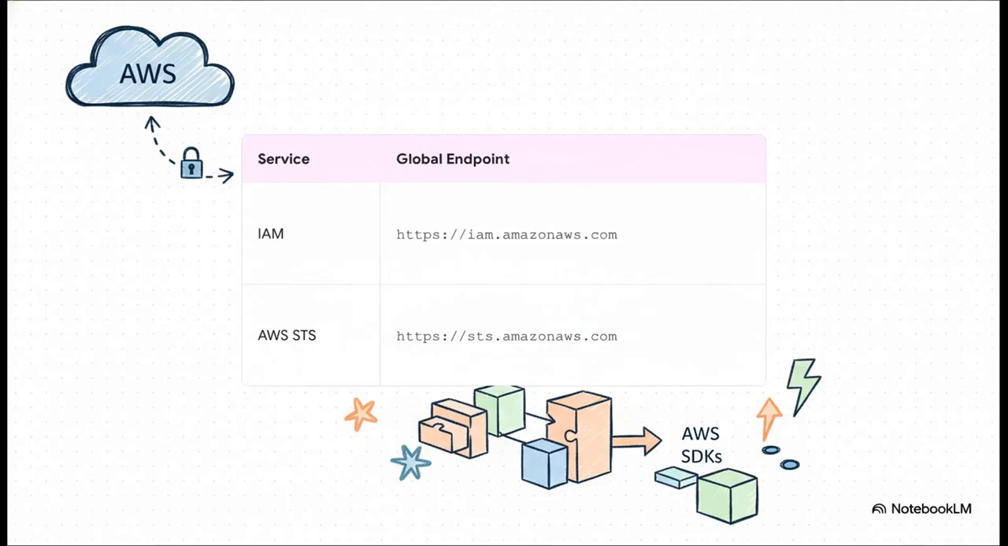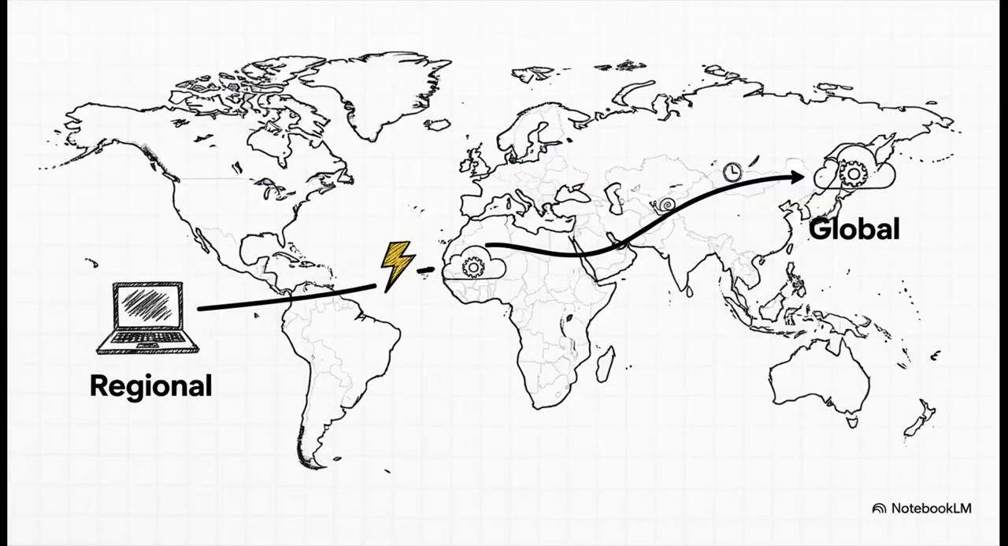And for some of the really core services, this is super simple. For example, Identity and Access Management, that's IAM, and the Security Token Service, or STS, they each have just one single global endpoint. It doesn't matter where you are in the world, these are the two addresses you're going to use to talk to them. But here's a little pro tip when it comes to the Security Token Service. While that global endpoint totally works, AWS actually recommends you use regional ones instead. And why is that? Well, it's because sending your request to a server that's physically closer to you means less travel time on the network. We call that latency.